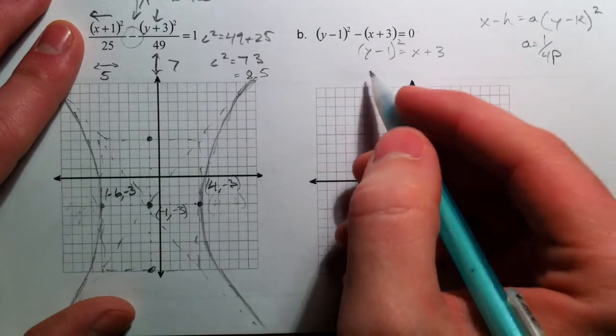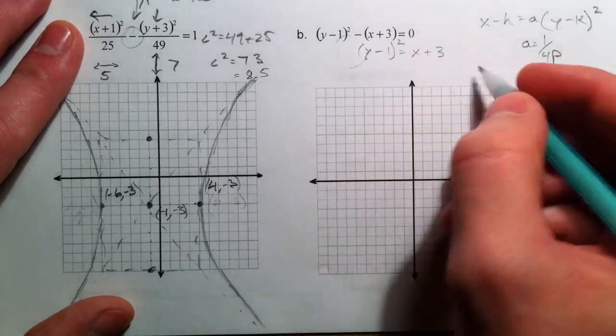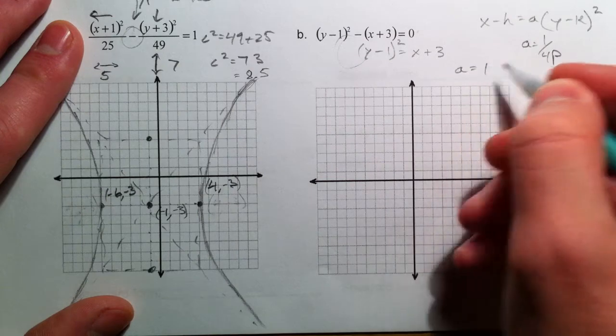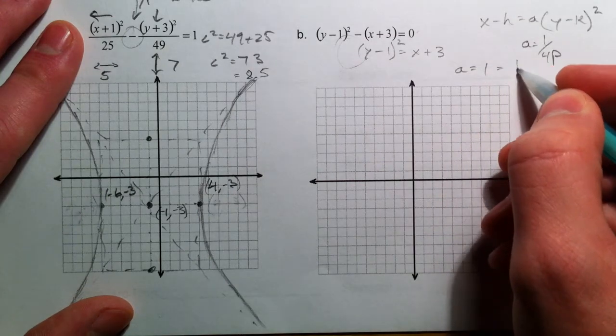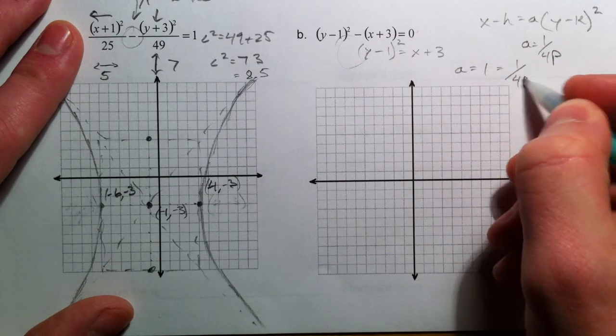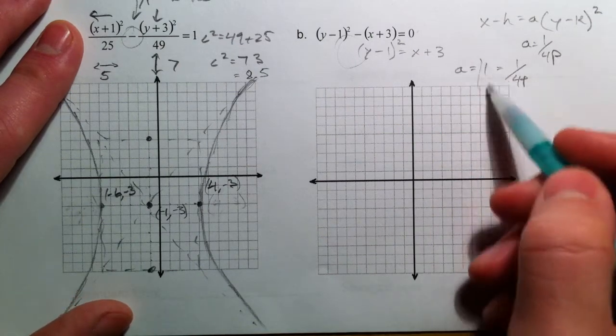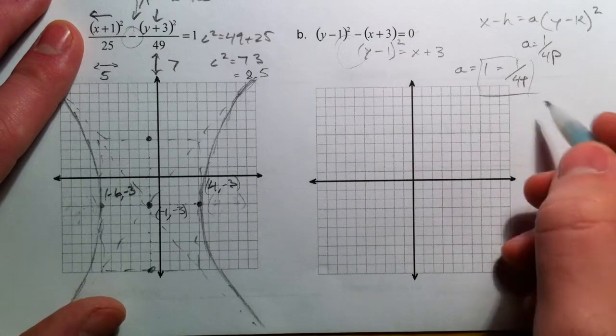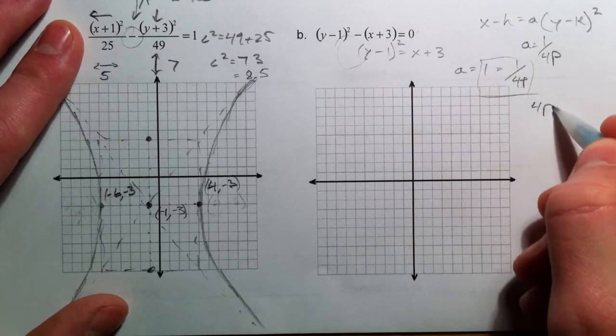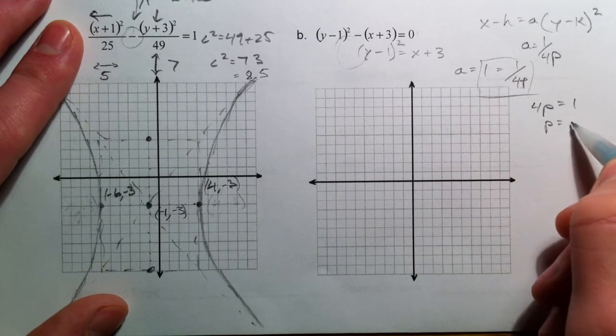So, our a value equals 1. So 1 equals 1 over 4p. And so we need to solve this equation. So cross multiply: 4p equals 1. So p equals 1/4.